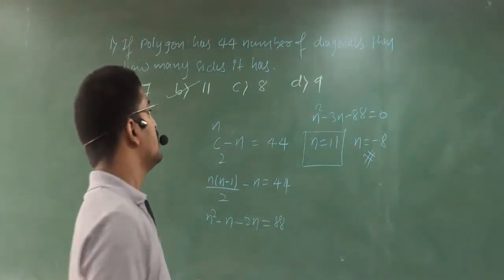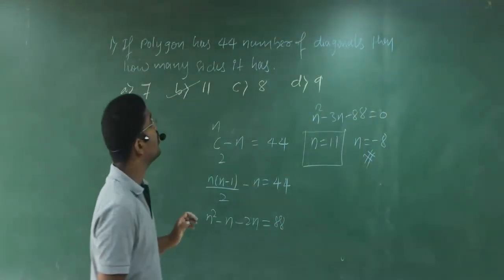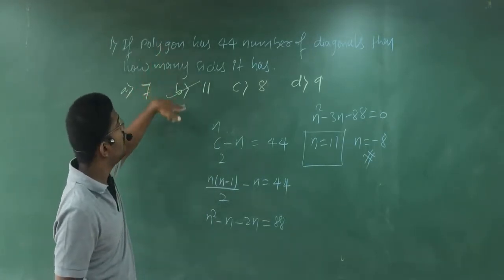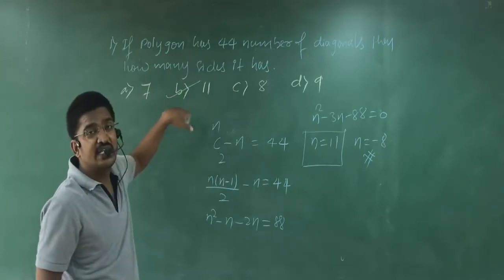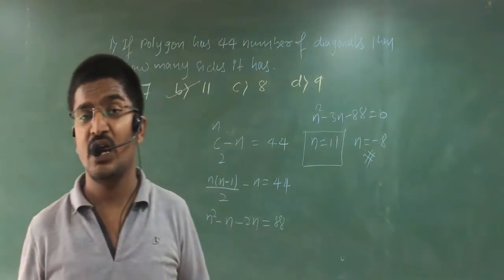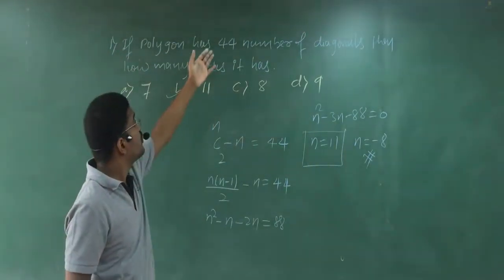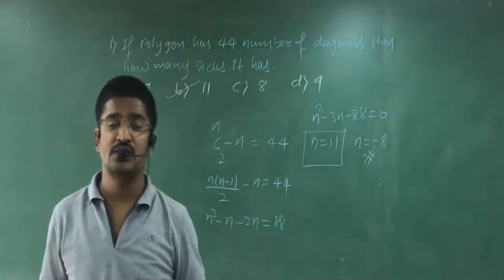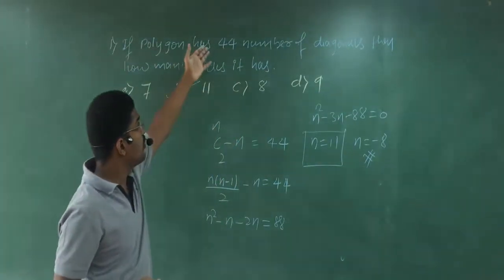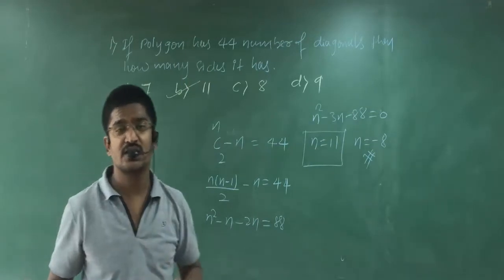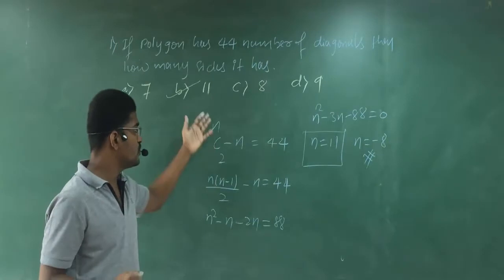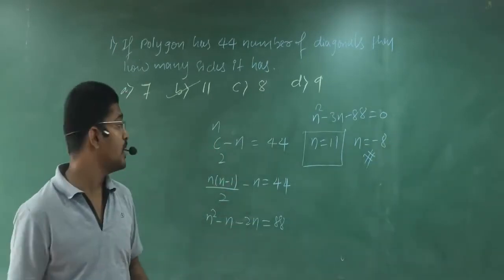Clear students? If you get 11 as your answer, then how many diagonals can it have? The polygon with 11 sides will make 44 diagonals. Polygon with 11 sides will get 44 diagonals. Clear students? So 11 is your answer. Very easy. If you go through these calculations, it will be very simple.